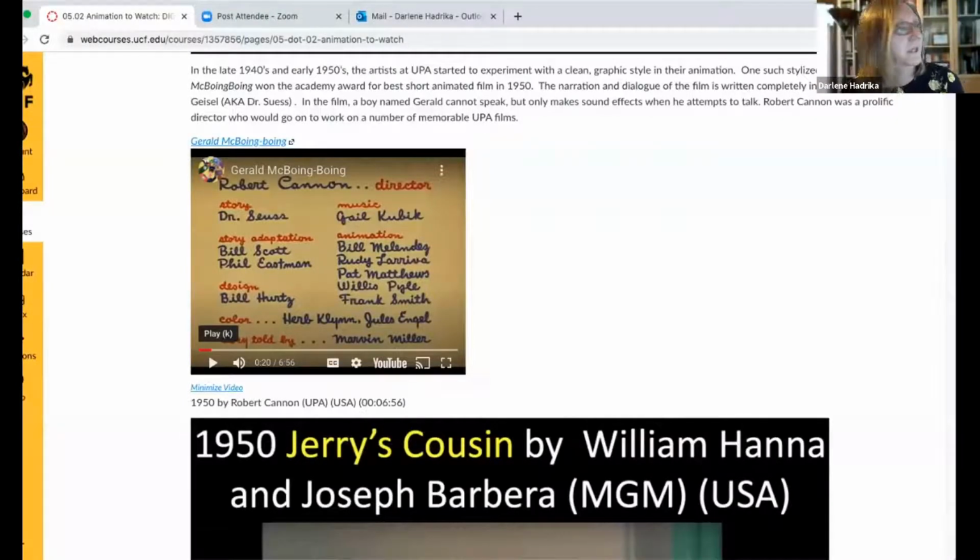The story, can you guys see this? The story is by Dr. Seuss, right? And then with story adaptation by Bill Scott. Bill Scott was the voice of Bullwinkle the Moose, and he was a major story guy at Jay Ward Studios. Bill Hertz worked at UPA and was responsible for a number of films, including The Unicorn in the Garden, and look, Bill Melendez, who is the guy who is responsible for Charlie Brown, was one of the animators.